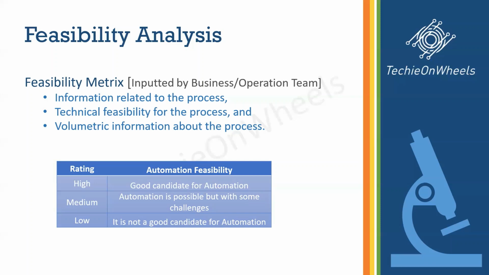And the other would be low, which means that it's very complex, like it involves a lot of maybe fuzzy logic, maybe when we talk about the process, say the first point, information related to the process.